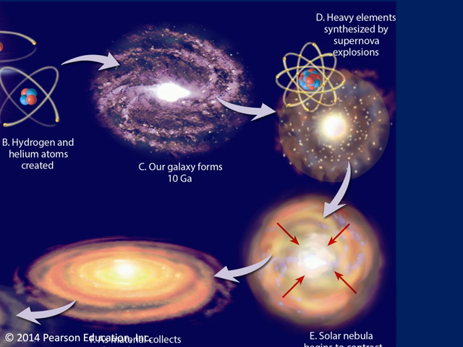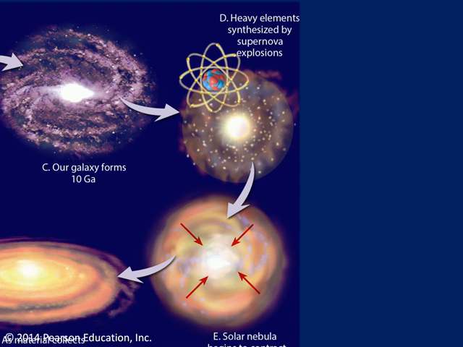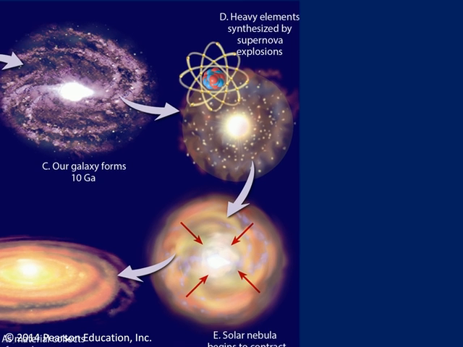Now, some of those early stars didn't last. They went supernova, which means they exploded, and the energy of that explosion was enough to synthesize heavier elements. It's from the remnants of one of those explosions that our solar system began to form.